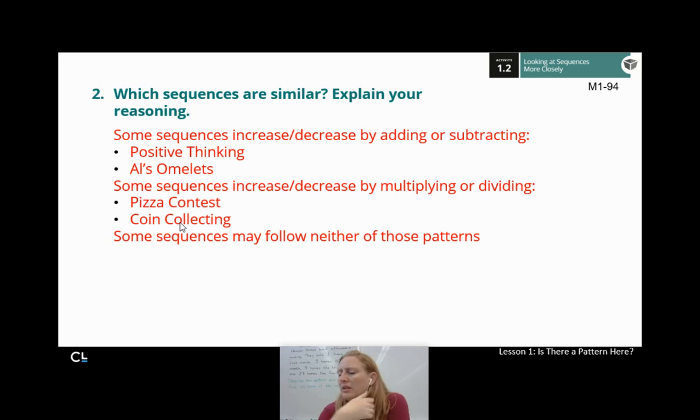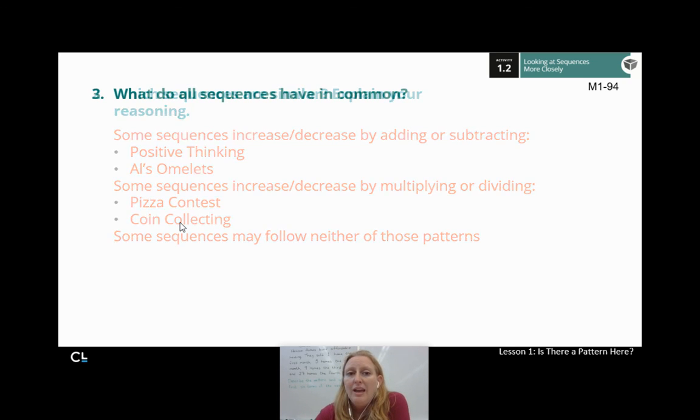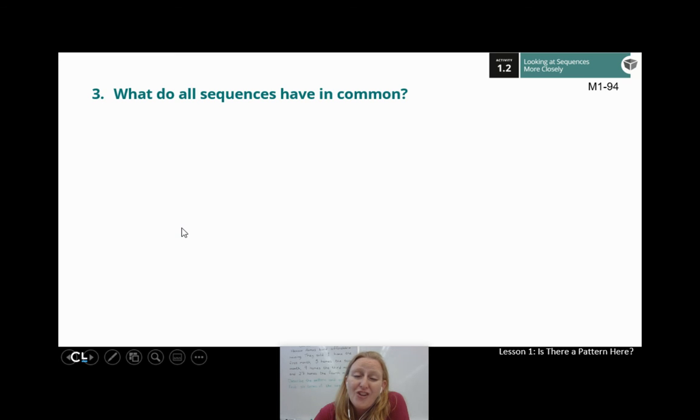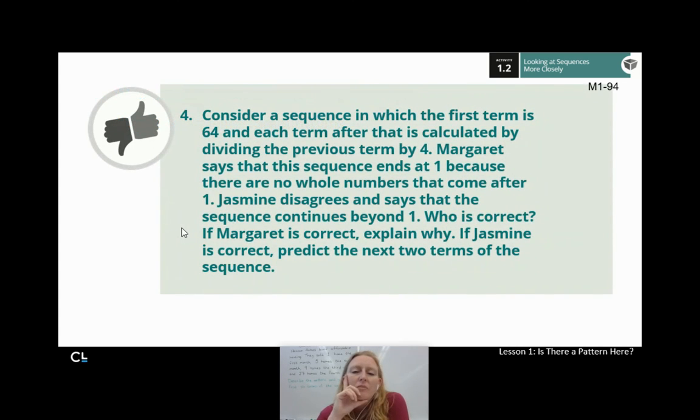But I think it's important that we notice that some of these sequences change by adding or subtraction, and that some of these sequences change by multiplication or division. And I hope you also notice that all of these sequences are functions. Every single one of them is a function. That's a thing.